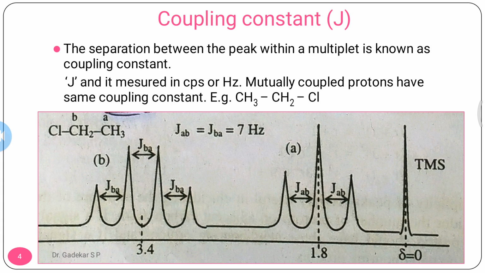Its peak position is observed downfield, near about 3.4, while the methyl is upfield. So B splits into a quartet and A splits into a triplet. The separation between the peaks is the coupling constant, and it is measured in CPS or hertz.